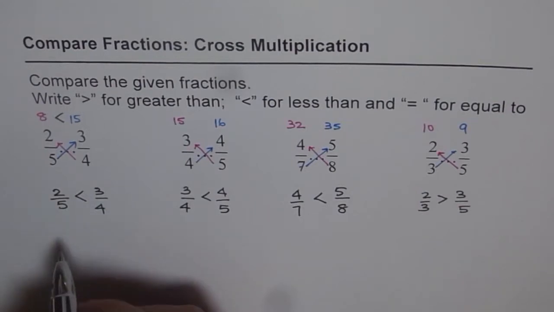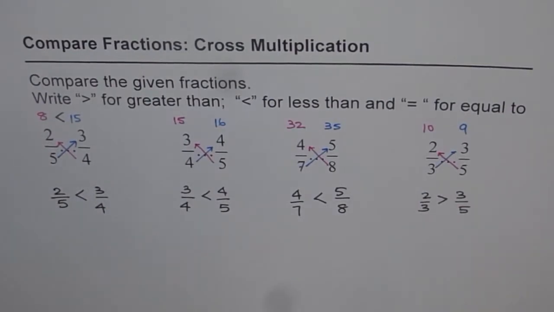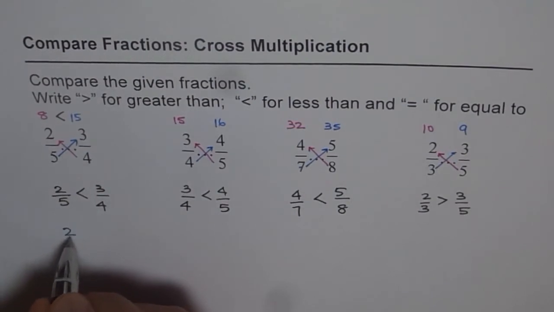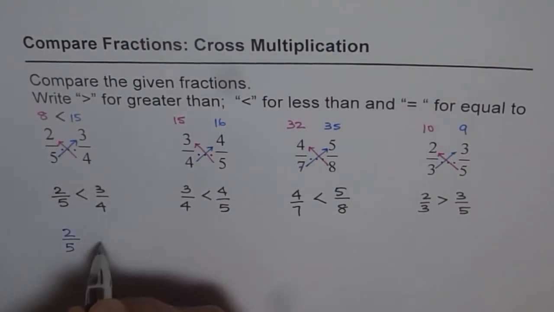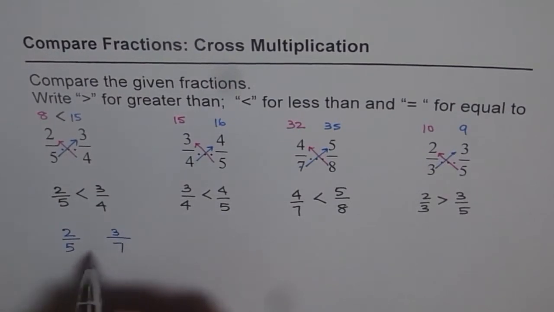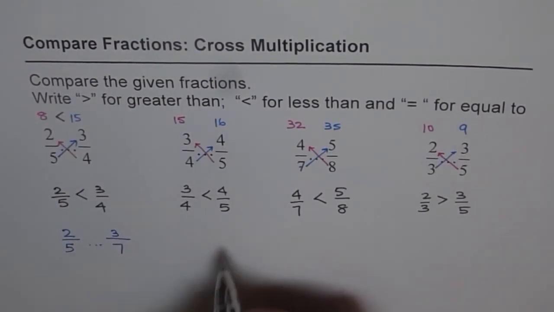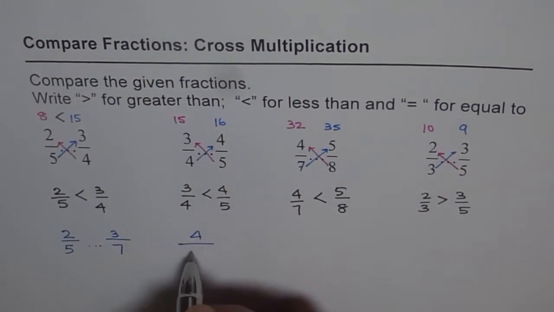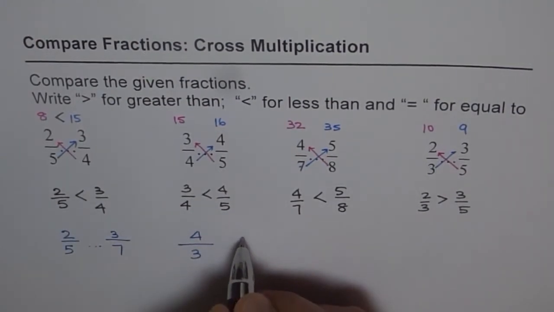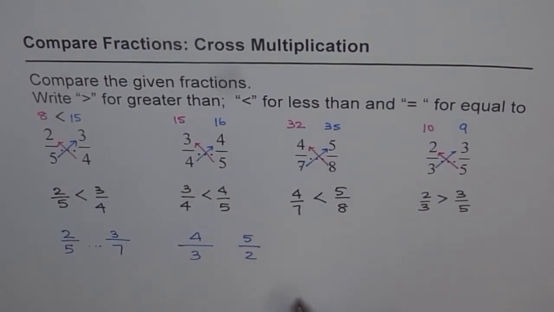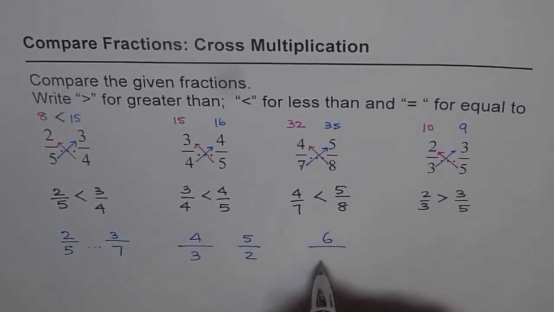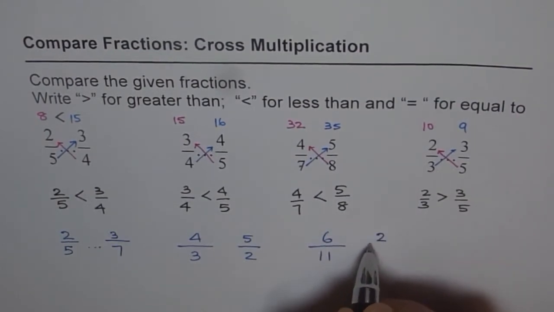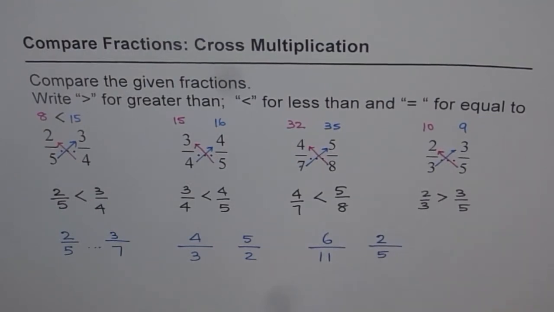So here are a few questions for you to do. Let me write down those questions. Now these questions are, let me put it in blue ink. 2 over 5 and 3 over 7. Compare them, right? And then we have 4 over 3. This is an improper fraction, and 5 over 2. Compare them. And we have 6 over, let us say, odd number 11, and 2 over another odd number 5.